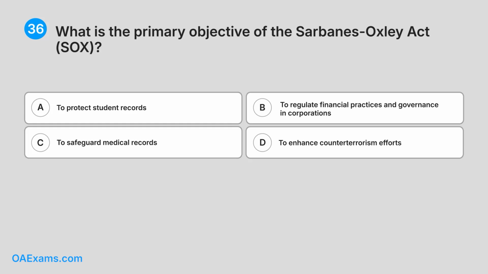36. What is the primary objective of the Sarbanes-Oxley Act, SOX? A. To protect student records, B. To regulate financial practices and governance in corporations, C. To safeguard medical records, D. To enhance counter-terrorism efforts. Can you guess the answer?